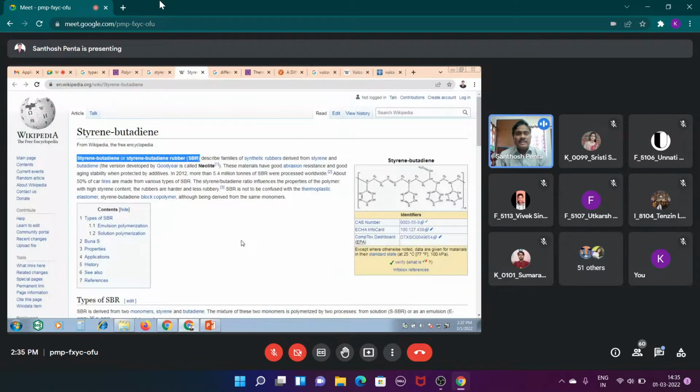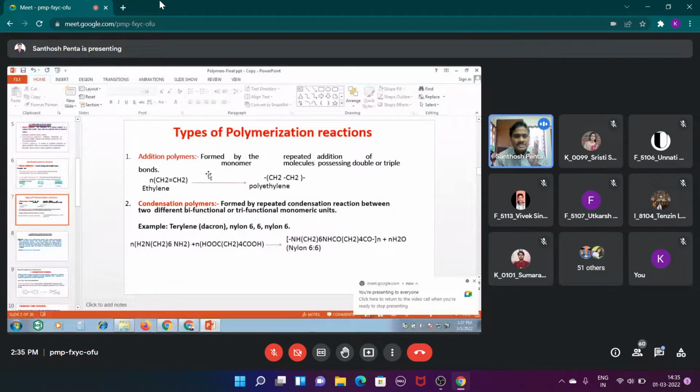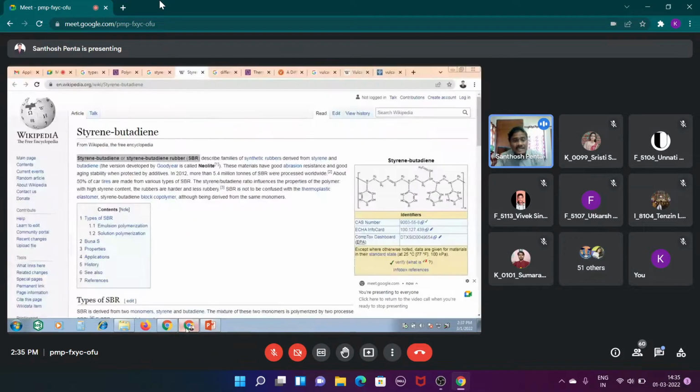Yeah, copolymerization, what is happening? There are 3 types of reactions. Normally, most of the textbooks write only 2 types: addition polymerization and condensation polymerization. But some textbooks also write copolymerization. What is copolymerization? Here also, different monomeric units may join together without elimination of any small molecules. That means here one styrene is there. The styrene structure is benzene CH double bond CH2.